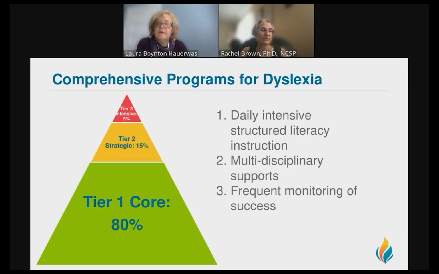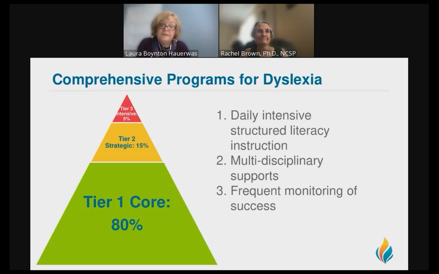So as we think about dyslexia and some of the things that we have talked about today, we really want to think about a comprehensive program, building on that tier 1 foundation with structured literacy, with systematic instruction across all strands of the reading rope. We want to think about interventions and intensive interventions that might be necessary for students that have more significant reading difficulties, that leads to perhaps the need for daily intensive structured literacy instruction.